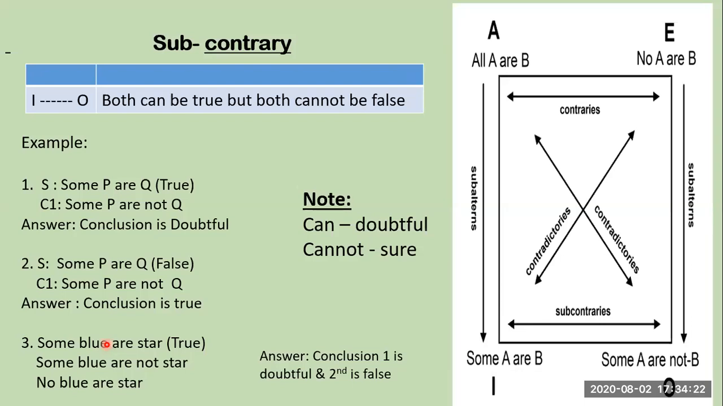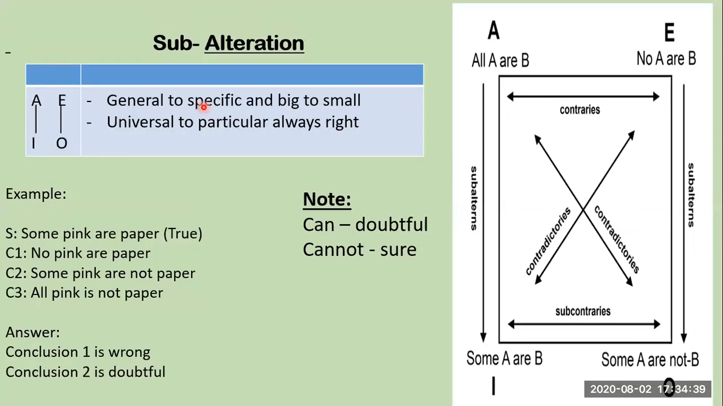Sub-contrary is nothing but an opposite to contrary. Just change the rule of contrary to an opposite, and you will get the answer for sub-contrary. Very important for exams. We'll move on to the next one. This is very simple, and without any logic you can apply the answer in your exam.